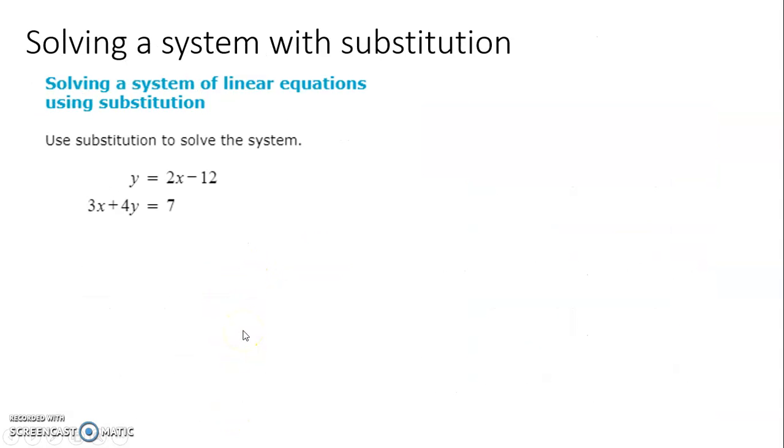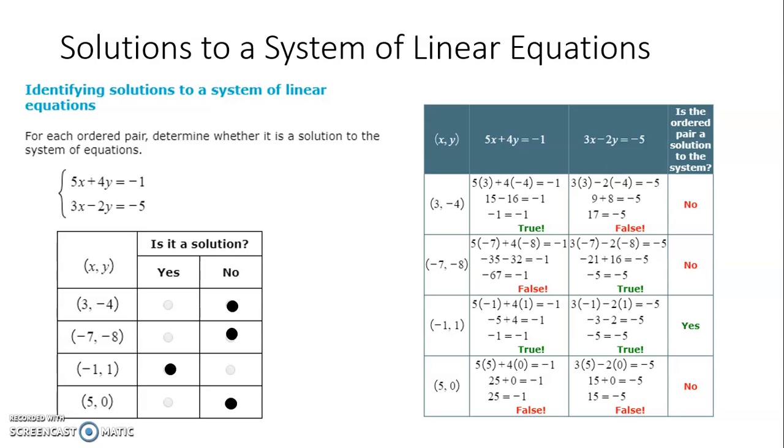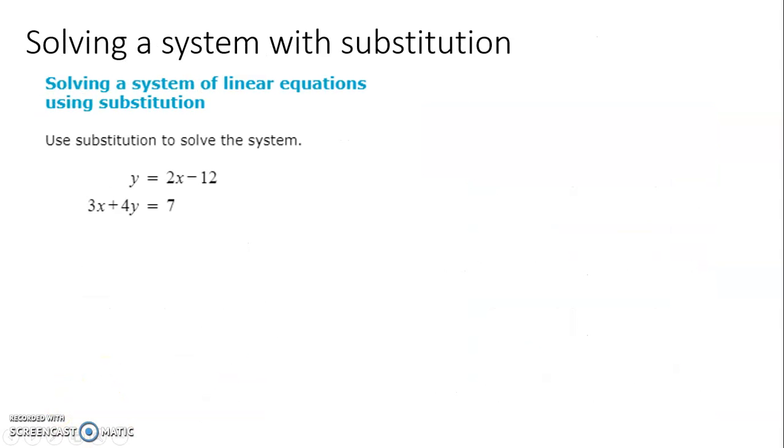You could, if you were so inclined, verify that on Desmos by graphing it or graphing it by hand, and they should cross at exactly -1, 1. Okay, let's try another method for solving a system using substitution. So, for example, here we've got two equations.